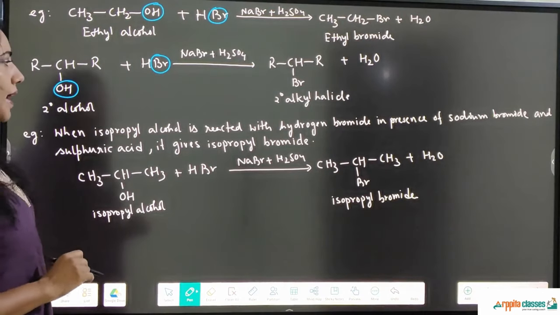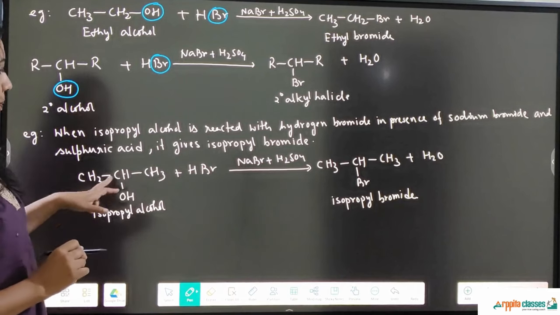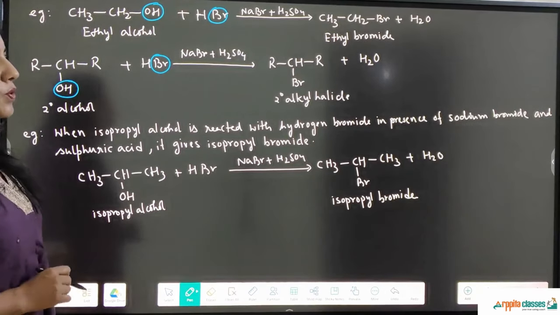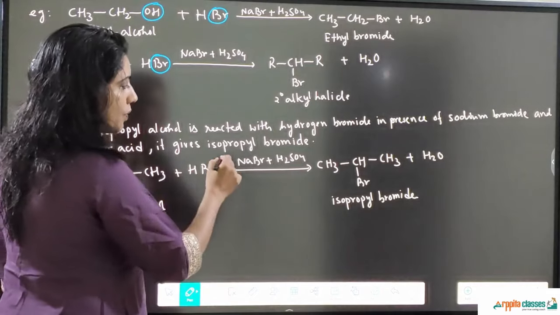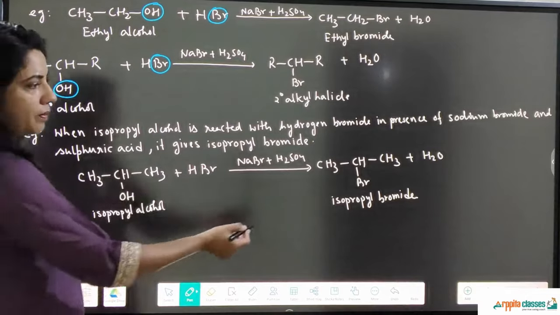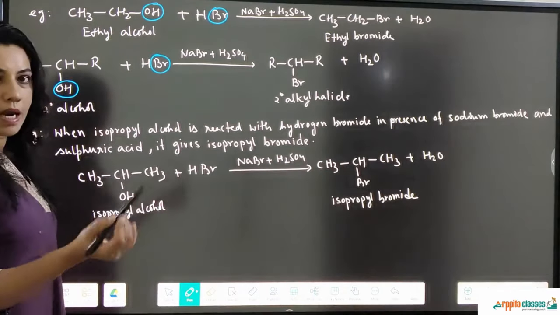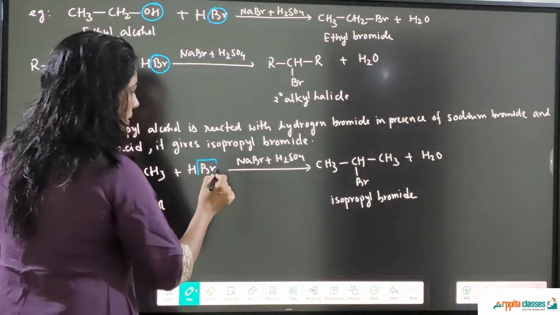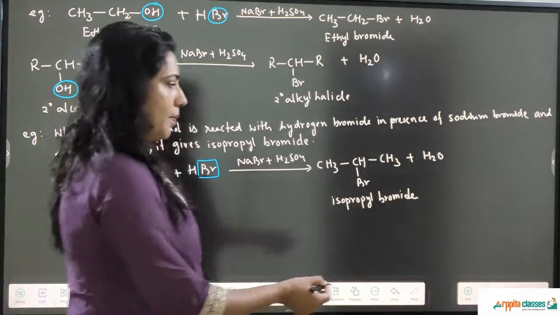Now we have taken a particular example, isopropyl alcohol, which is a 2 degree alcohol, treated with hydrogen bromide in presence of sodium bromide and sulfuric acid. Hydrogen bromide we do not get directly, we have to add NaBr plus H2SO4, and it gives isopropyl bromide. The concept is again the same: HOH comes out as water, and in short you can just remember that wherever the OH is, it will be substituted by Br. So you get this product.